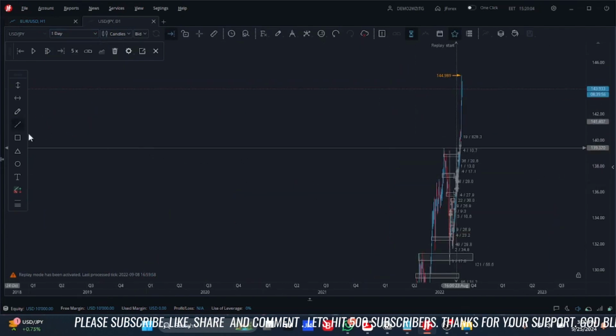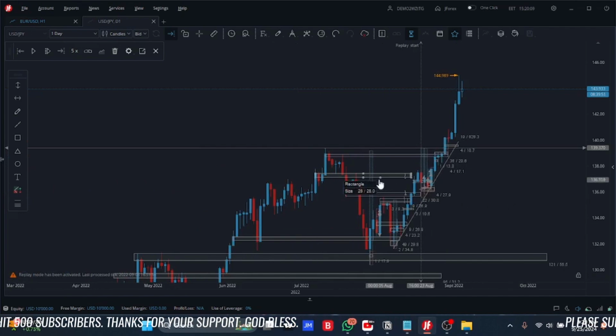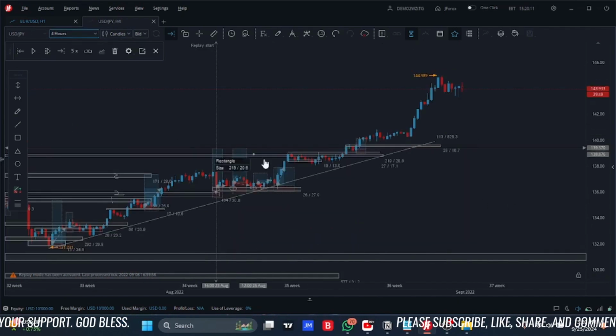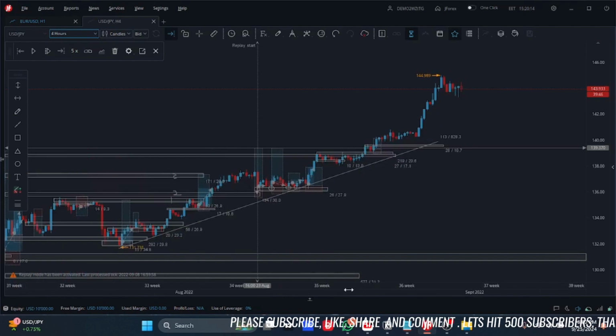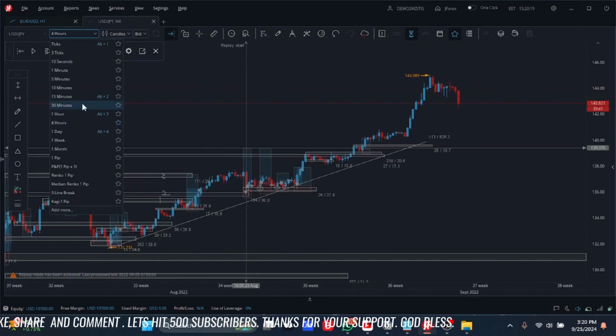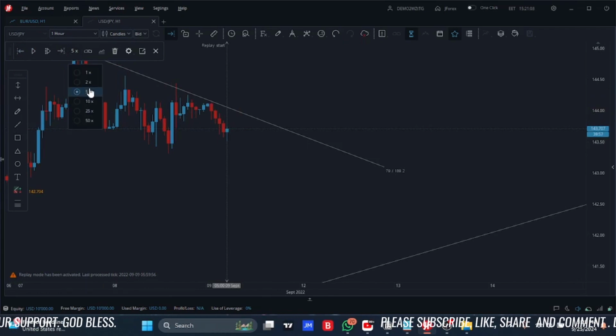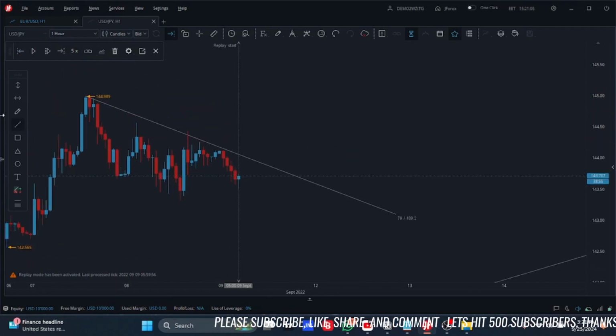Now going to the higher time frames to see maybe there's a position to the left where the price is targeting, but eventually no, there's no position to the left. Now I'm just going to be patient, wait for trend lines, wait for support and resistance zones.